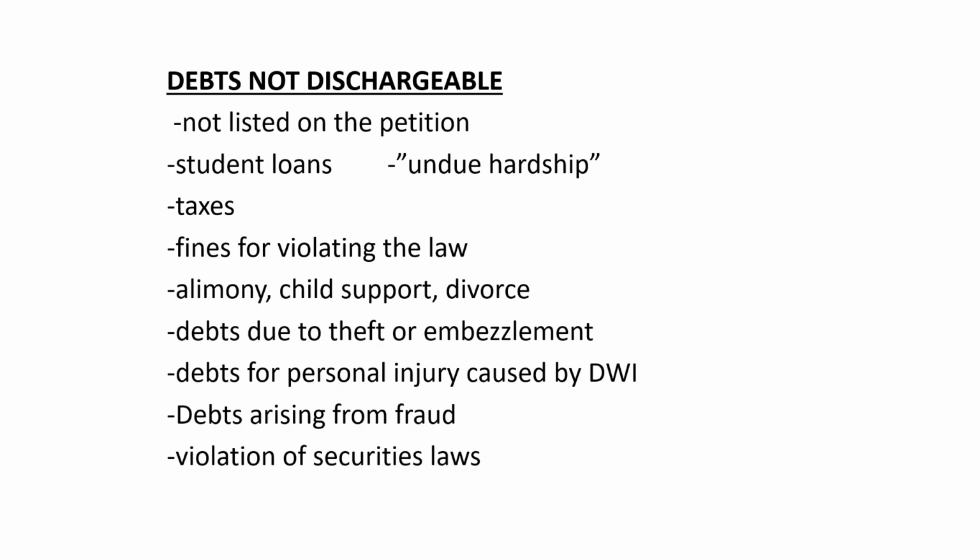There are debts, though, that are specifically stated in the code that are non-dischargeable. Again, not an exhaustive list. These seem to be the top ones that come up. All debts not listed on the petition. If you don't list it on the petition, you're still going to owe it. Student loans, unless an undue hardship is shown. Taxes, fines for violating the law, alimony, child support, divorce, any of that is not dischargeable.